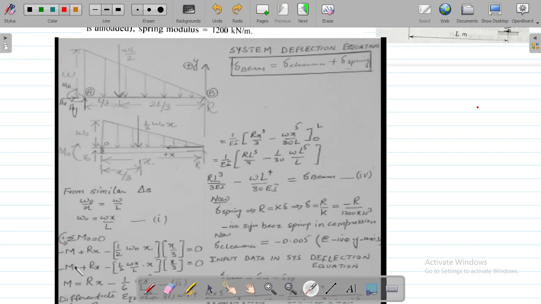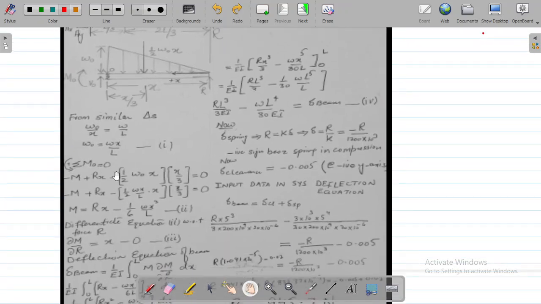So now basically we shall be interested in calculating the moment summation at O in order to calculate this value R. This is our target that we need to calculate. So, okay, now we proceed.